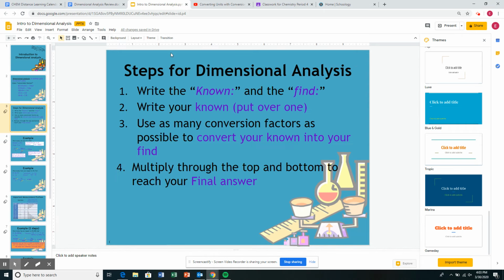So the steps for solving a dimensional analysis problem are as follows. You write the known, what we know about a problem, and we put the find, what we want to find. We write our known quantity, what we are given, over 1, over the number 1. We use as many conversion factors as possible to convert what we know into what we want to find. Then we multiply through the top and the bottom to reach our final answer.